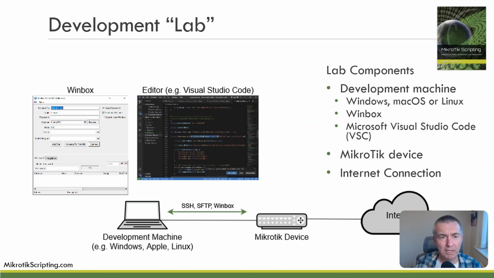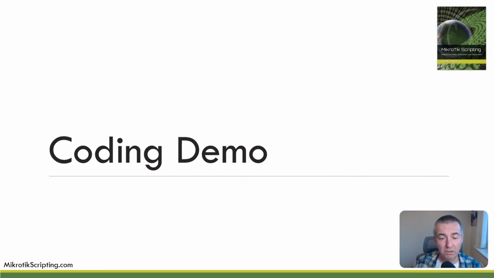Just to quickly recap as well, hopefully you've set yourself up a development lab which consists of some sort of development machine, a Mikrotik device to run our scripts on and test the code, some sort of internet connection as well so we can get various pieces of software, and on your development machine you'll need a copy of Winbox, and you will also need to have a copy of Visual Studio Code installed, and hopefully you've done all of that after watching lesson number 1. So we're going to dive right into the coding demo this time.